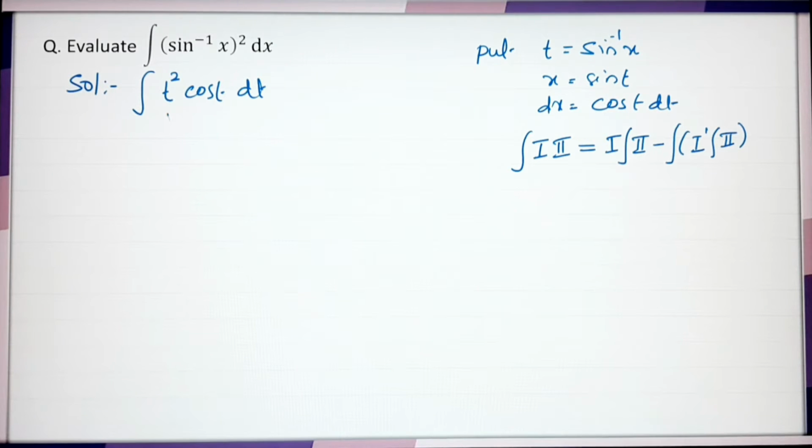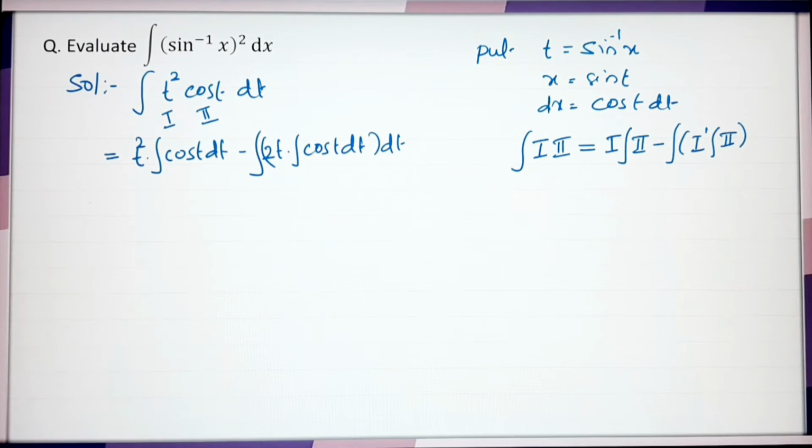Here t square is the first function and cos t is the second function. So this is equal to first function into integral of second, that is integral of cos t, minus integral of derivative of first, the derivative of t square, which is 2t, into integral of second function, that is cos t dt. Again, that is equal to t square into integral of cos t dt, which is sin t, minus integral of 2t into sin t dt.